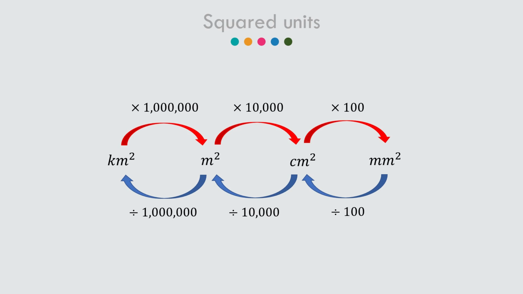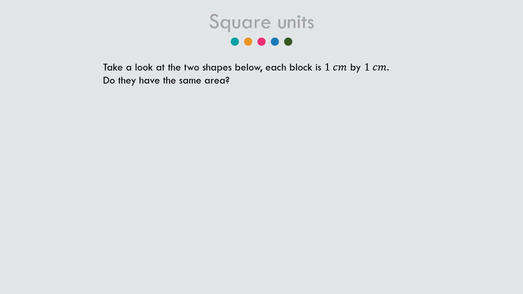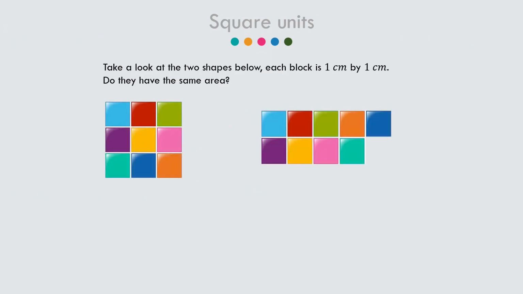Next, I'm going to show you another way of converting squared units. In this example, I'm going to show you how to convert squared units using the idea that all shapes are a square. Take a look at these two shapes. Each block is 1 centimeter by 1 centimeter. Do they have the same area? Well, yes. You can see that the area of the shapes are 9 centimeters squared. You can also see that they are different shapes, but they still have the same area.